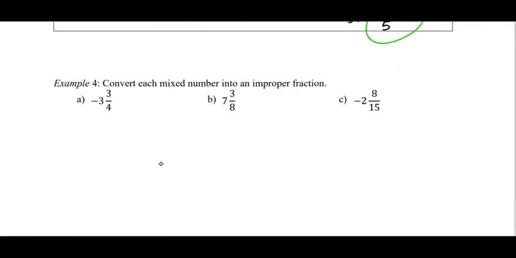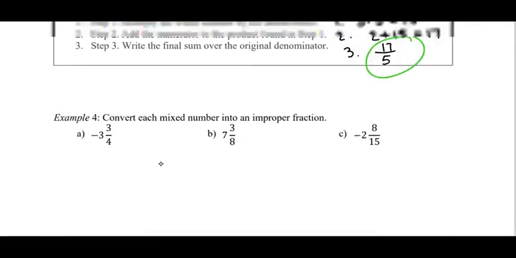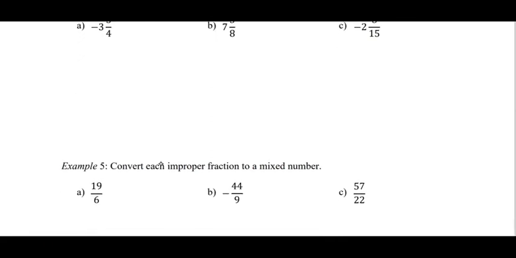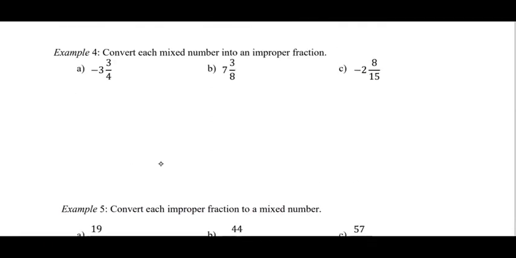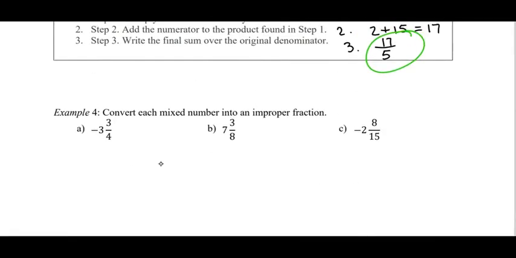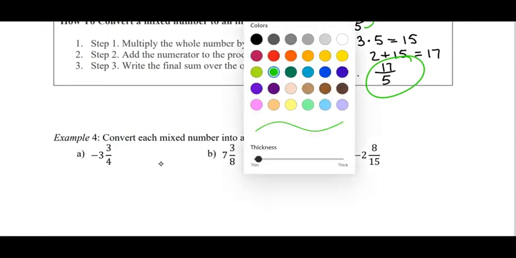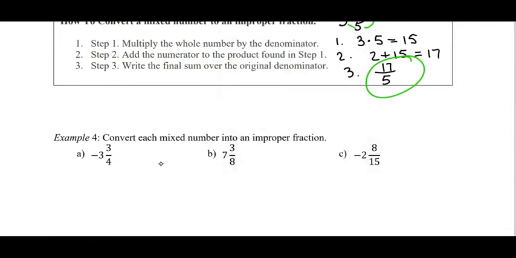All right, so let's go ahead and practice on these. Convert each mixed number into an improper fraction, and convert each improper fraction to a mixed number. So we'll do each one. For mixed number to improper fraction, we are using multiplication. And for the other one, we're going to be dividing.